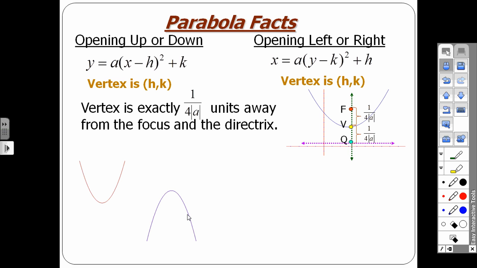So here are your parabolas opening up or down. And here are your parabolas that are opening left and right.